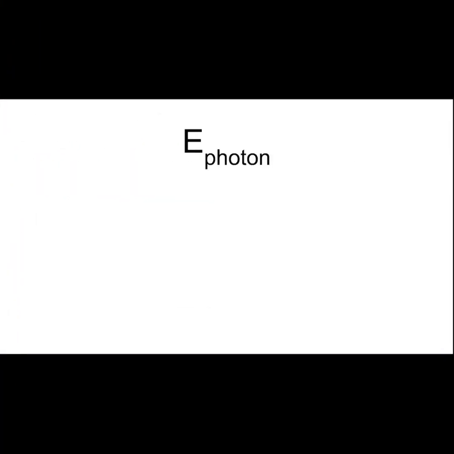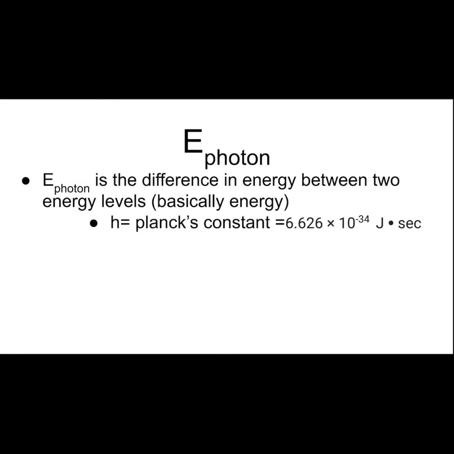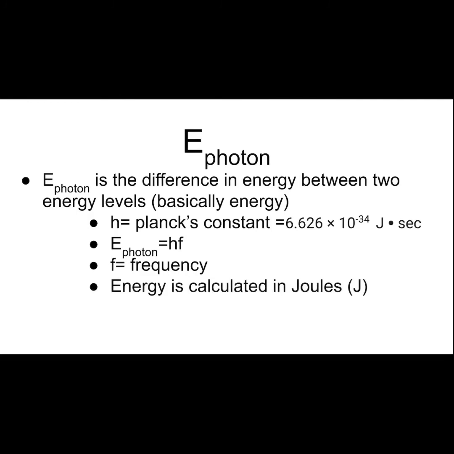Okay, let's continue on. You can also find energy, and we say it's energy of a photon. It's the difference in energy between two energy levels. We use H, which is Planck's constant, and that number is 6.626 times 10 to the negative 34. So it will always be that number. The equation is energy equals H, Planck's constant, times frequency. Energy is also calculated in joules, so that would be your unit.